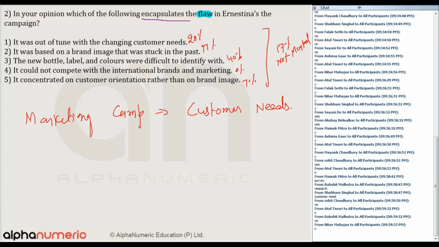So we can reject option number 4 right away. None of you marked it, so there is no doubt for anyone in option number 4. Now, when it comes to option number 5, it says that it concentrated on the customer orientation rather than the brand image.